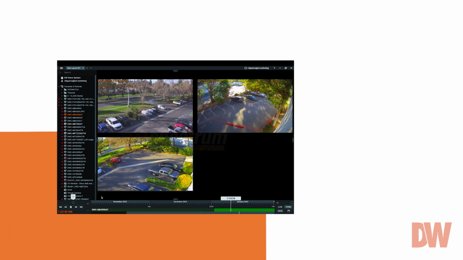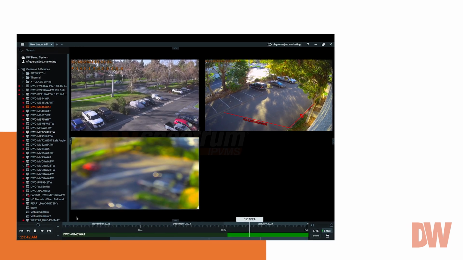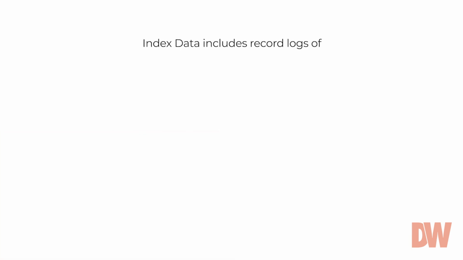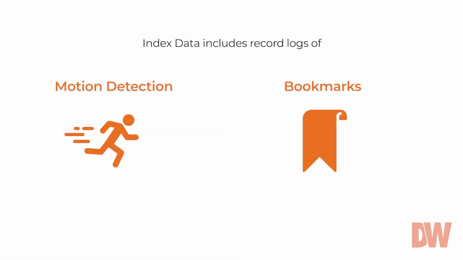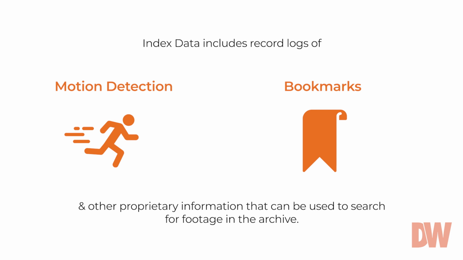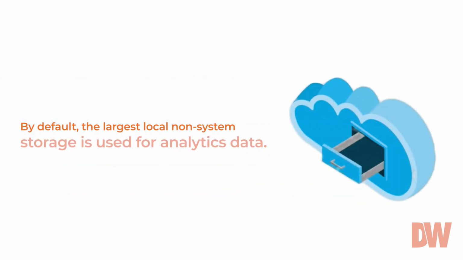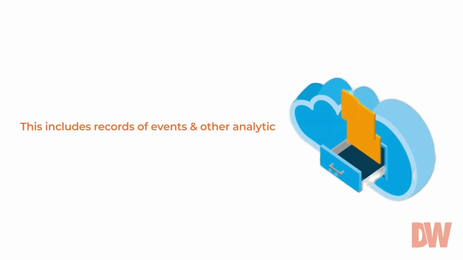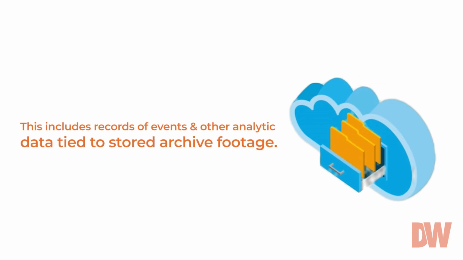In addition to the actual video footage, index data is stored within the same drive as the corresponding archive. Index data includes record logs of motion detection, bookmarks, and other proprietary information that can be used to search for footage in the archive. Analytics data is also stored in the same drive. By default, the largest local non-system storage is used for analytics data. This includes records of events and other analytic data tied to stored archive footage.